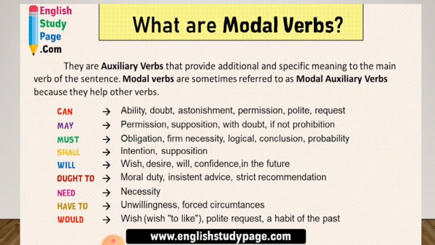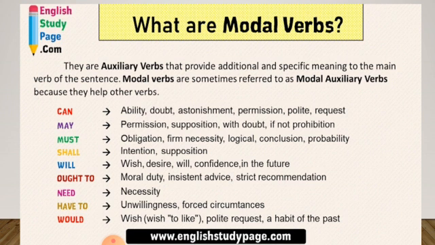Now there are some modal verbs here, and they told you how you will use them, where you have to use them. For example, can. Whenever you want to show some doubt, ability, astonishment, permission, politeness, request, you use can. For example, in the sense of request, I say, can I take your book? Can I take your book? So it is a kind of request.